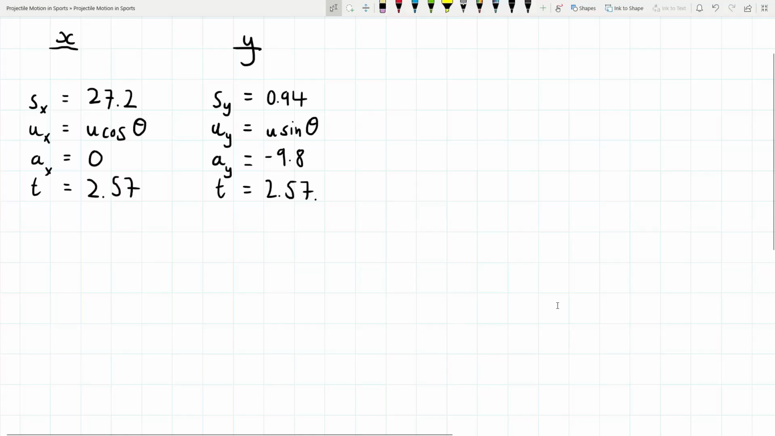So here I have each variable for the basketball shot written out in the x and y direction, so we can use this to come up with a system of equations and solve for u and theta. So starting off, we know that s equals ut plus a half at squared.